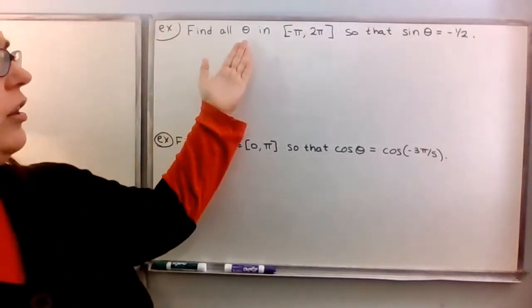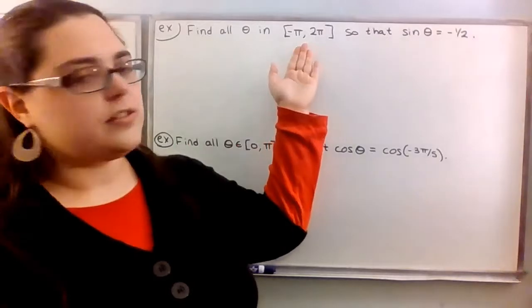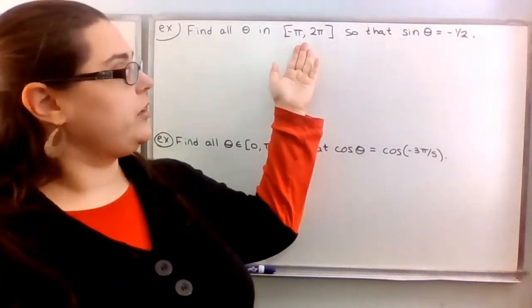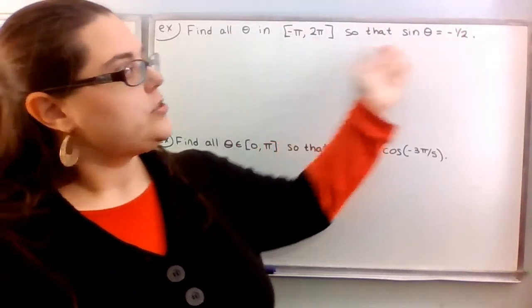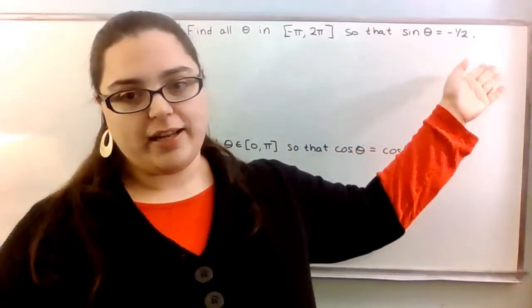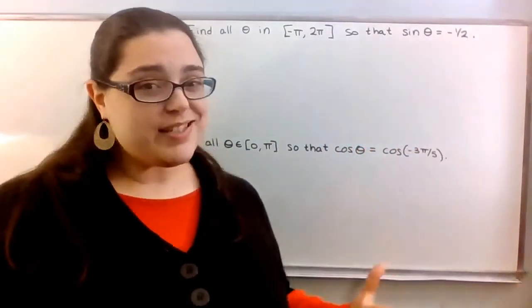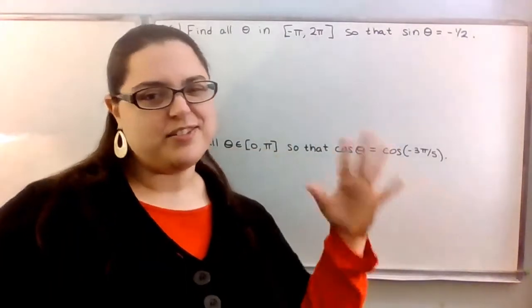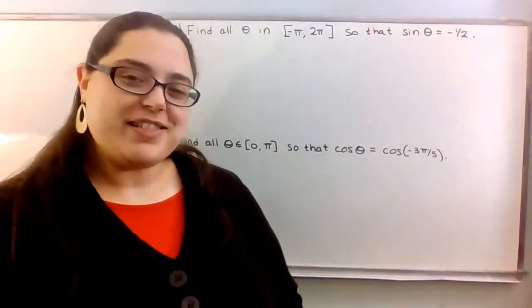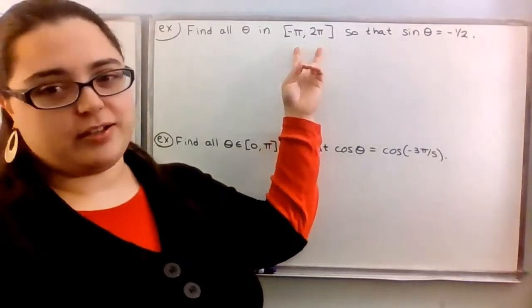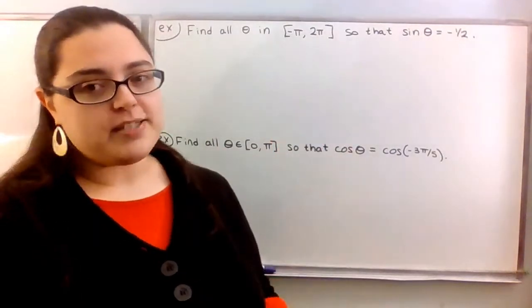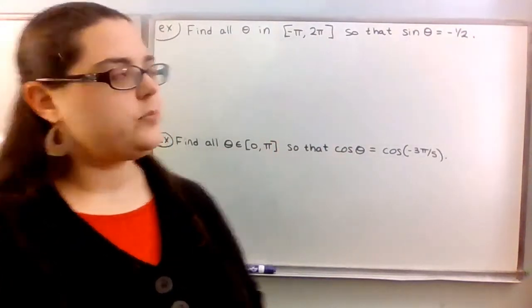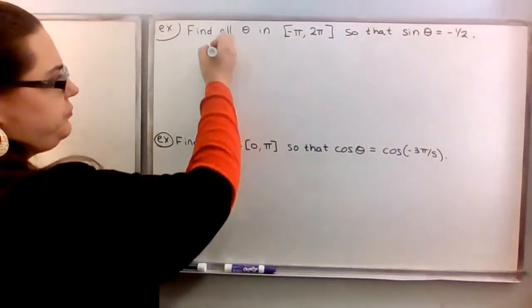We're going to find all of the angles in this interval, from negative pi to 2 pi, so that the sine of that angle will be negative 1/2. So basically, instead of just saying there are infinitely many answers, we want to find the specific answers within a particular domain. To help us out, we're going to look at the unit circle.